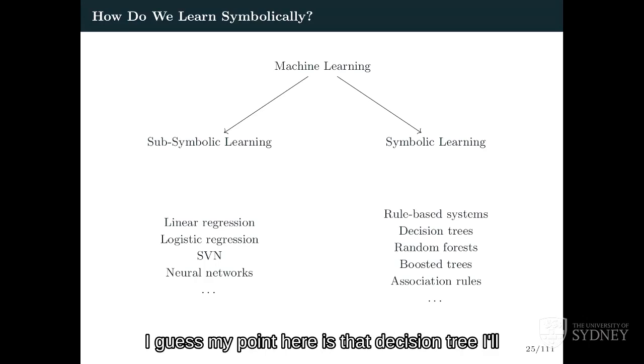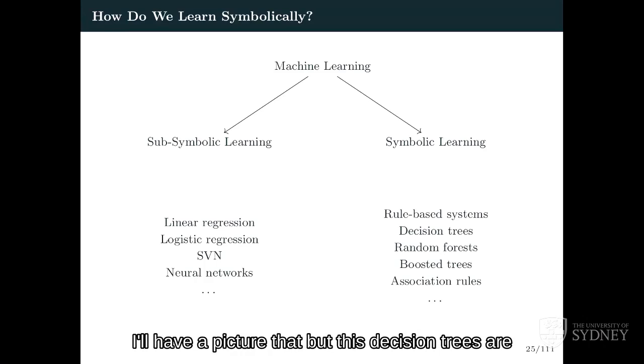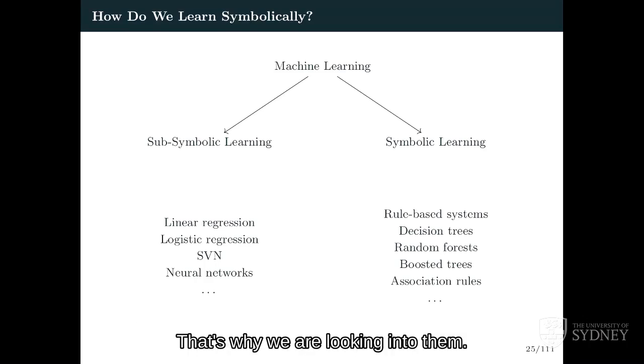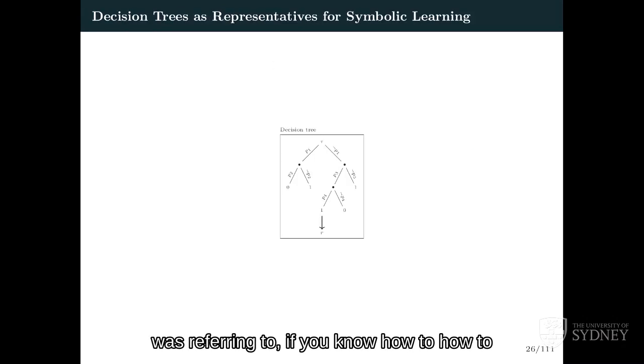So my point here is that decision trees are somehow representative of symbolic learning. That's why we are looking into them right now. So that's why I highlighted them. This is the picture I was referring to.